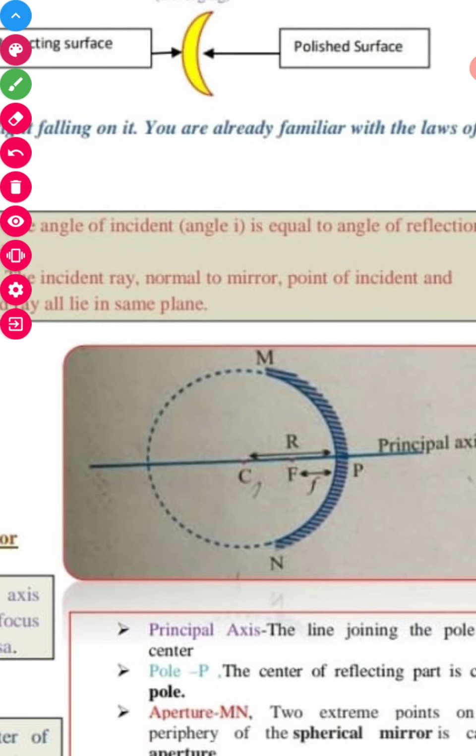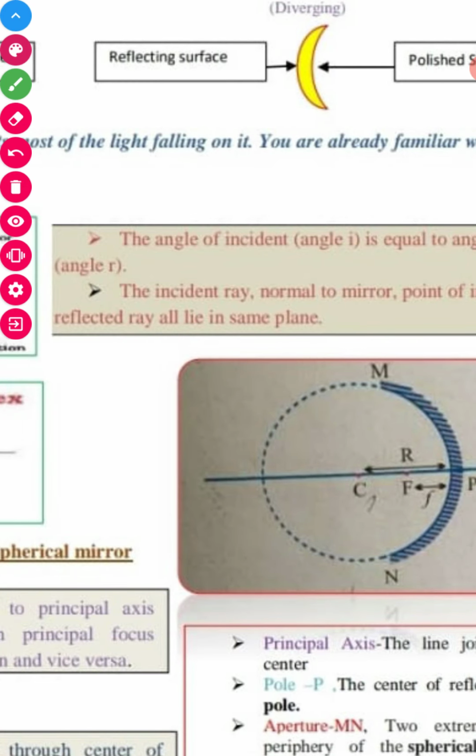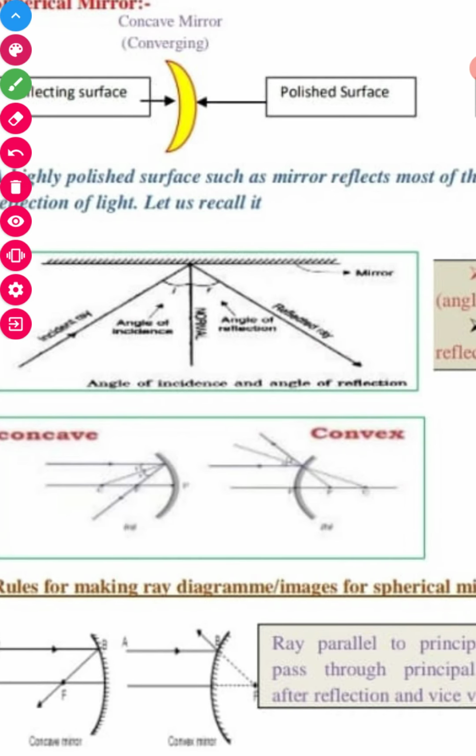And second law, we have the incident ray, normal, and the point of incidence, and the reflected ray lie on the same plane. See, this incident ray, point, normal and reflected ray, they all lie in the same plane. These are the two laws of reflection.